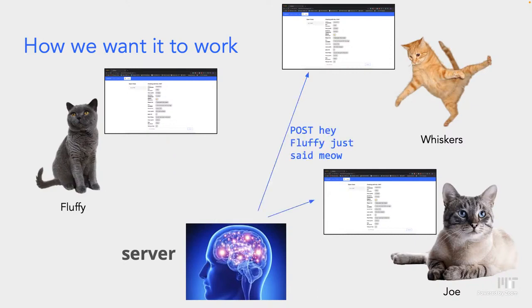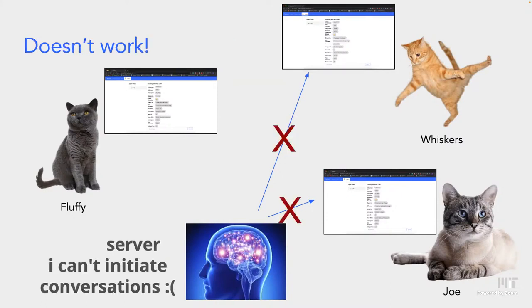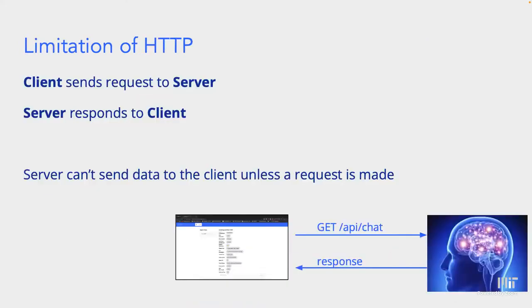And then we want the server to then effectively send a POST request to the other clients, telling everyone that, hey, Fluffy just said something, and the content of what Fluffy just said. Now that would be pretty cool, and that would basically solve our problem, but unfortunately, you can't actually do that. And that is because the server cannot initiate conversation. Notably, for HTTP requests, which is what we've been using between the client and the server, the client has to send a request to the server, and then the server comes back with a response. So the server can't just give the client information for free. The client has to ask for it. And that's kind of a problem for us.